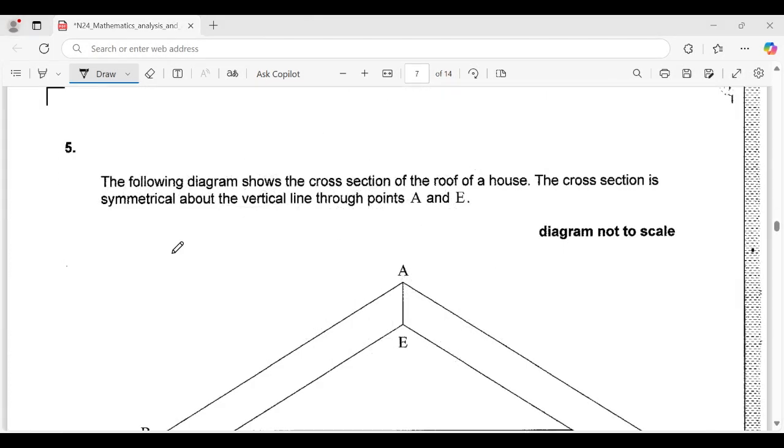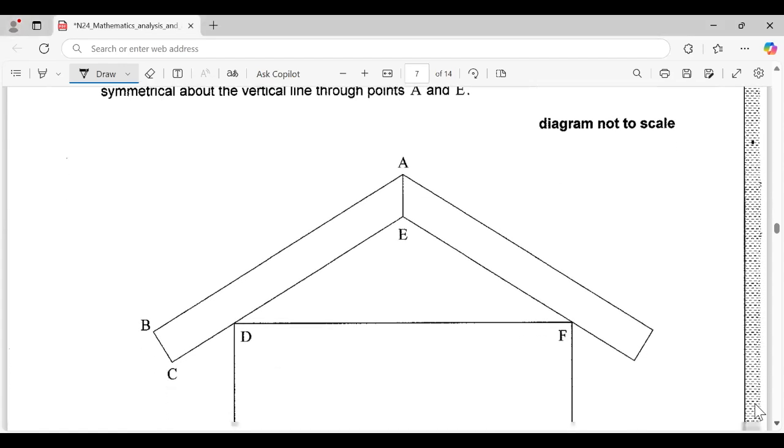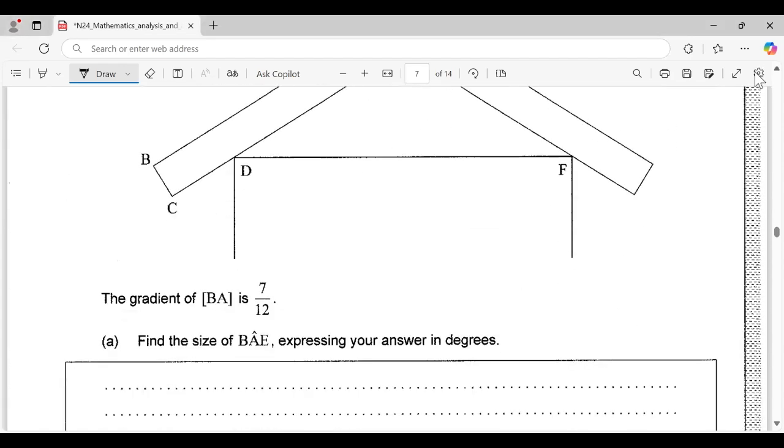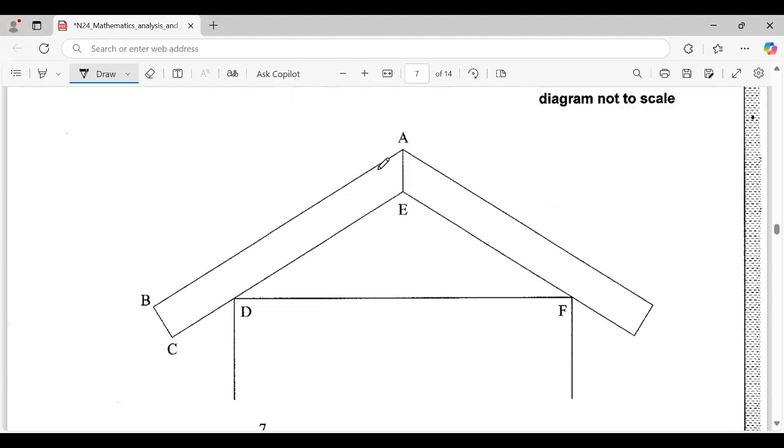Number 5, the following diagram shows the cross-sections of the roof of a house. The cross-section is symmetrical about the vertical line through points A and E. The gradient of BA is 7 over 12. Find the size of angle BAE, expressing your answer in degrees. So this angle we are going to find.